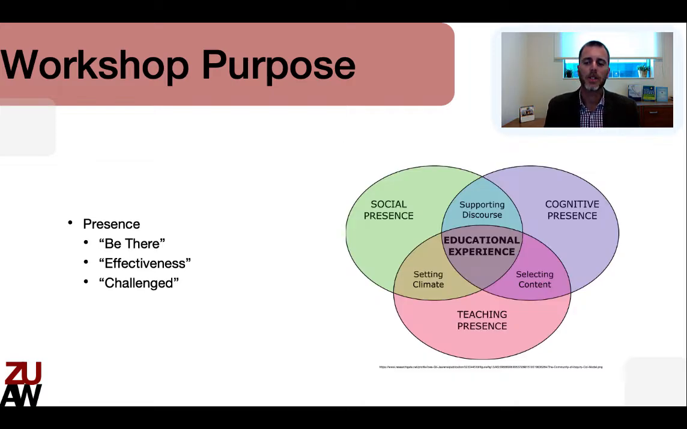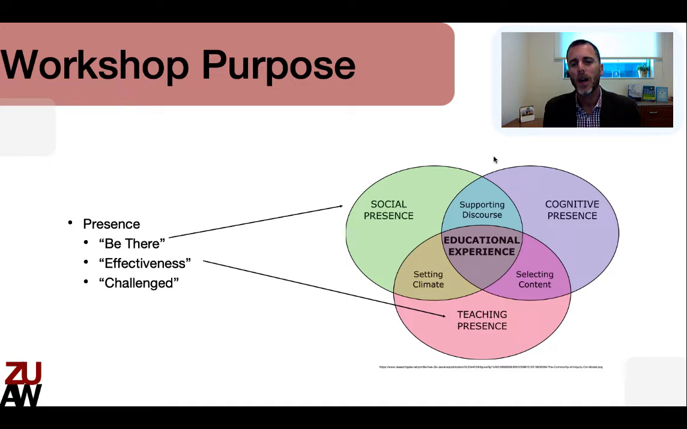Garrison and other authors put out this diagram representing the educational experience, and they break it down into social, cognitive, and teaching presence. To be there, I was referring to social presence here: building rapport and managing expectations towards having professional and academic relationships amongst the instructor and students, even students themselves. In terms of teaching effectiveness, I was talking about teaching presence for this one.